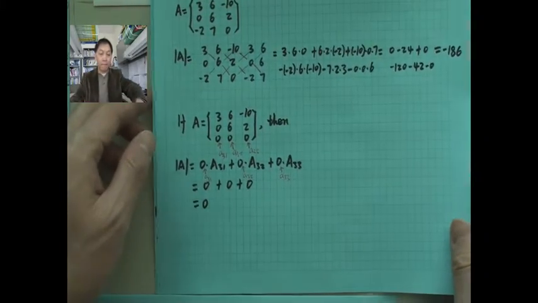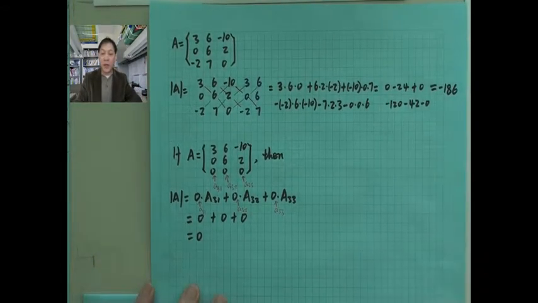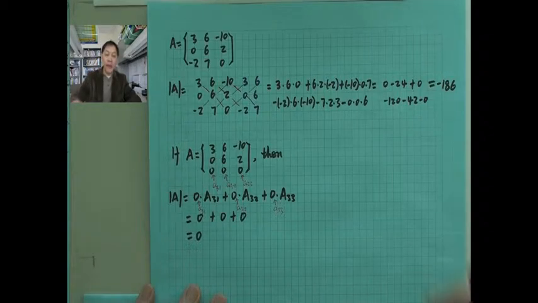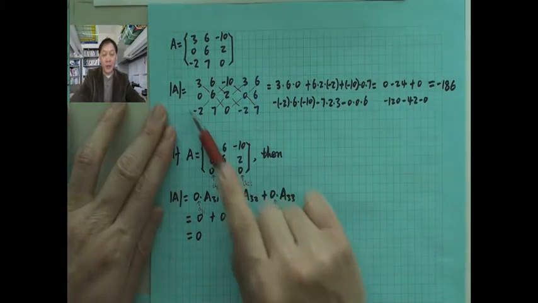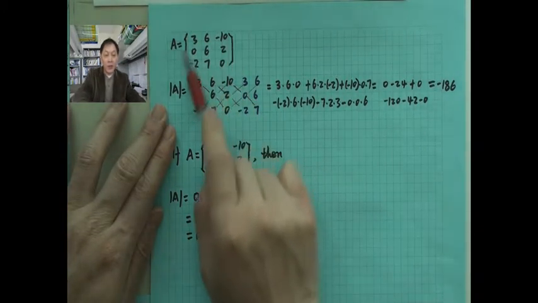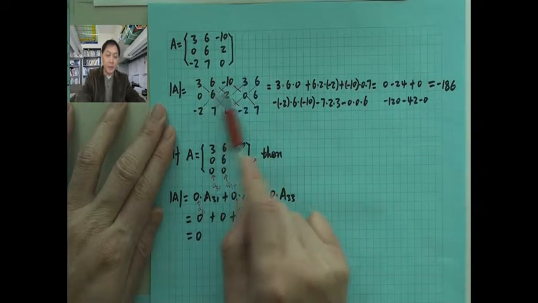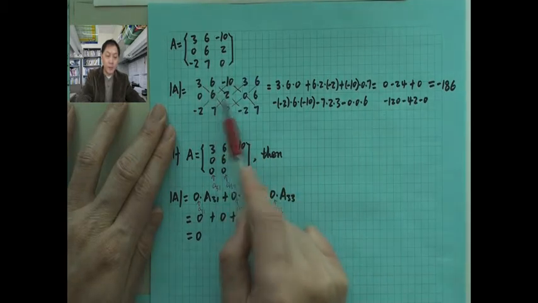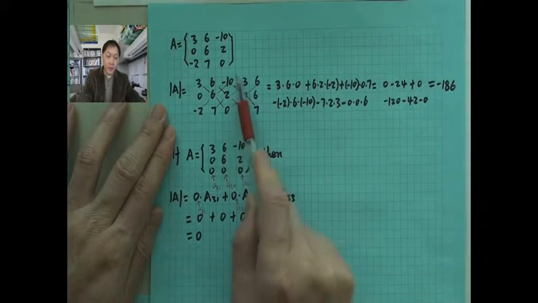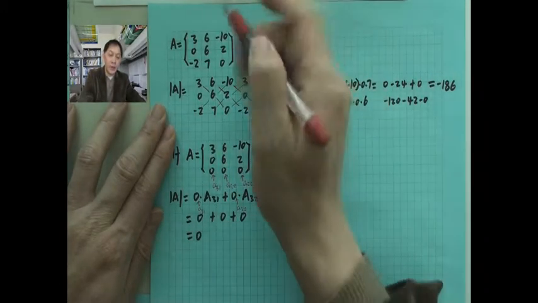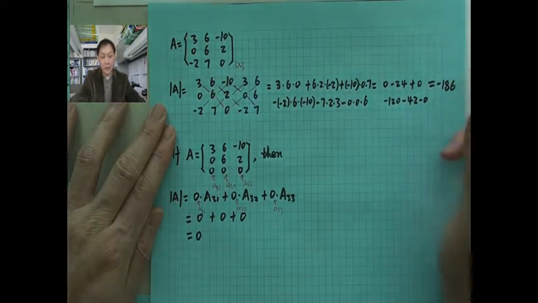Okay, now something more. It appears that finding the determinant is a very complicated thing. It actually is not. Look, you can also find the determinant by using this way. This is the matrix A: 3, 6, -10; 0, 6, 2; and -2, 7, 0. This is a 3 by 3 matrix. So how do you find the determinant?